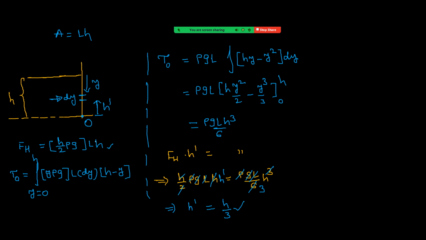So this entire horizontal force must act at a height h by 3 from point O, so that it will produce the same torque. And that location is known as the center of force. That point, at which this entire horizontal force has to act to produce the same torque, is known as the center of force.